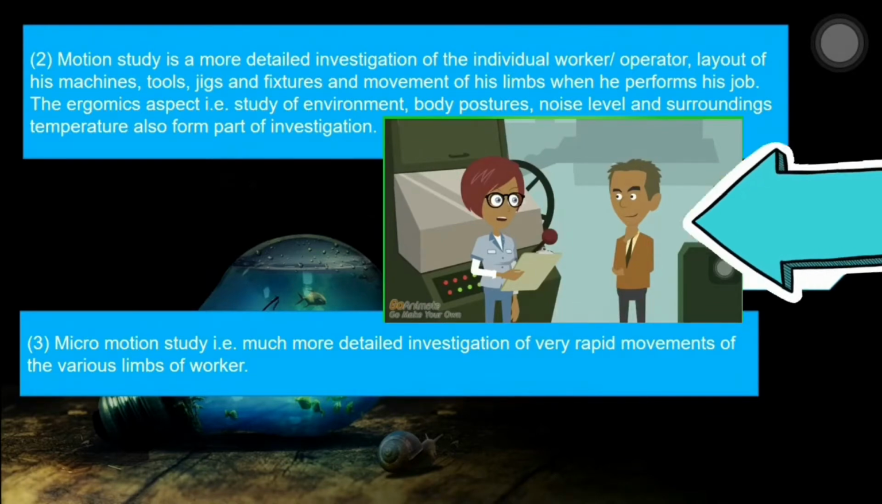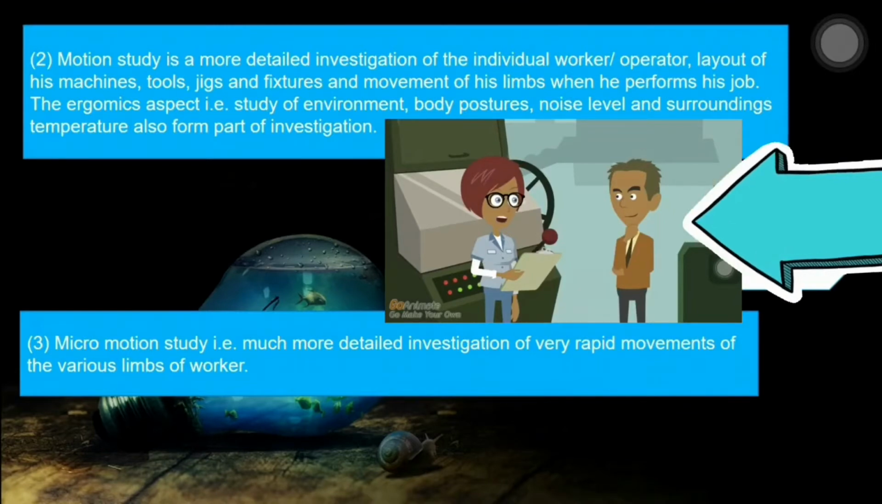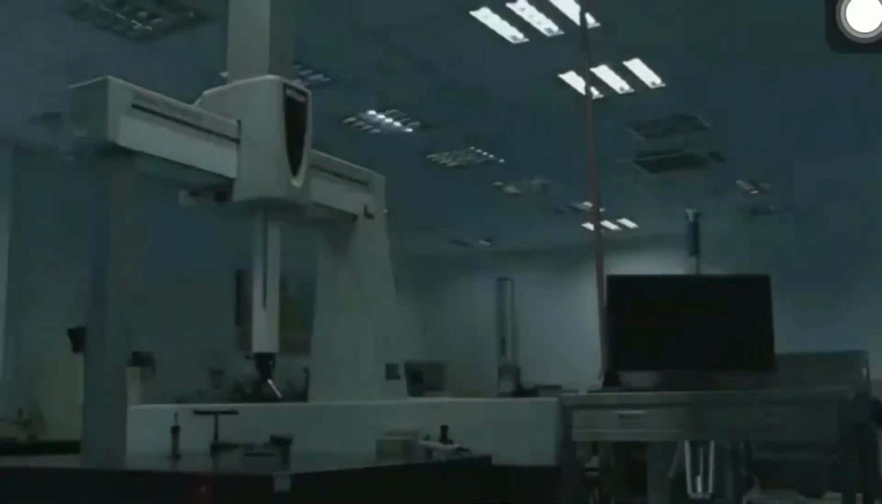In our process in the purchasing department, we encounter delays in our processing of the documents. We investigate through the use of task timing. In this technique, we can determine the time required for carrying out the task. And lastly, micromotion study, a much more detailed investigation of very rapid movements of the various limbs of the worker.